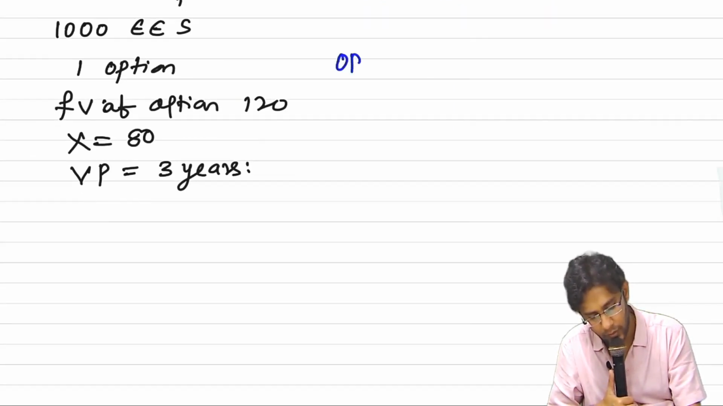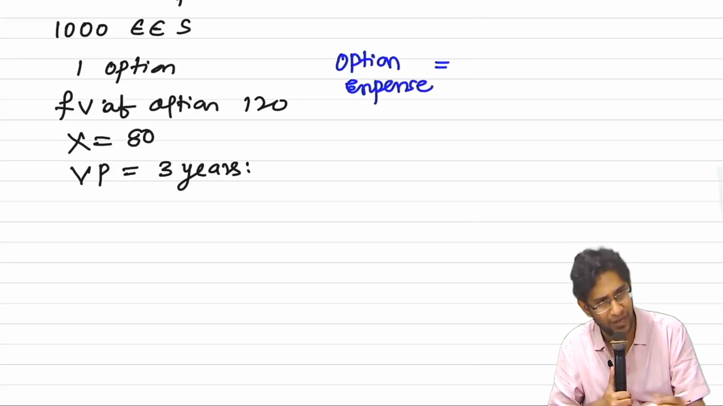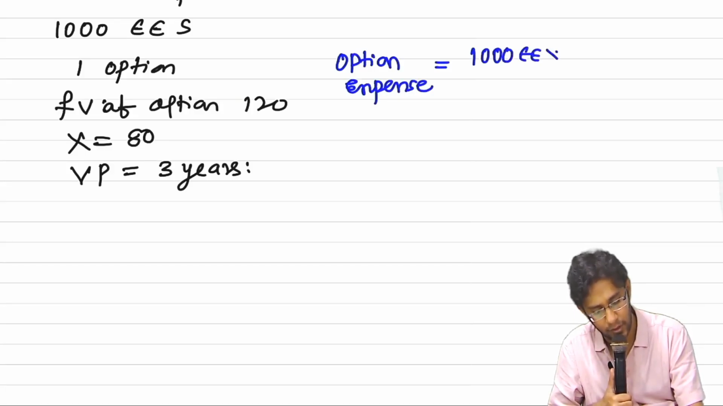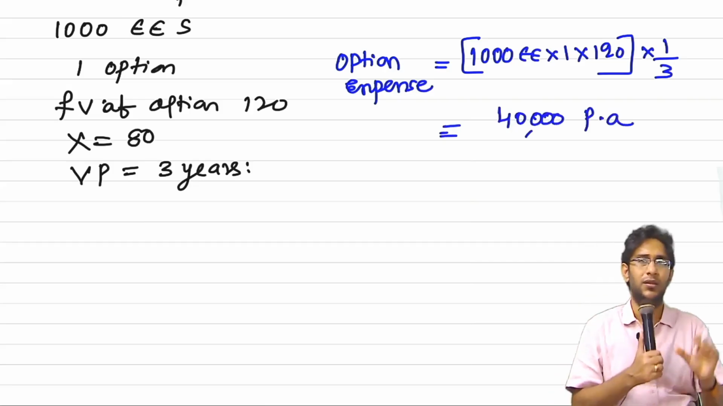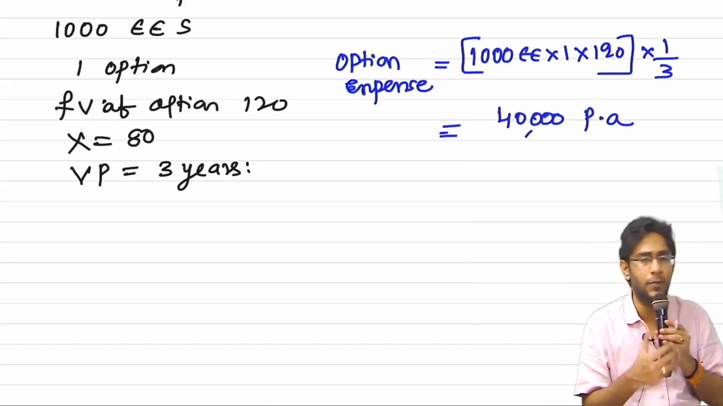Now, what is the option expense? On a very basic level, 1000 employees are there, one option per employee, 120 rupees is the worth of the option, into 1/3 because over a period of 3 years. So every year I should book an expenditure of 40,000 per annum.